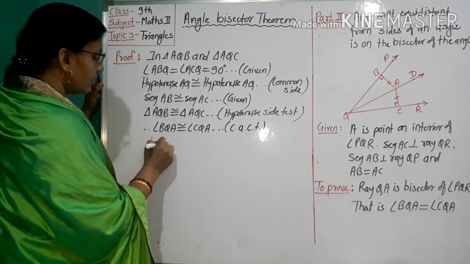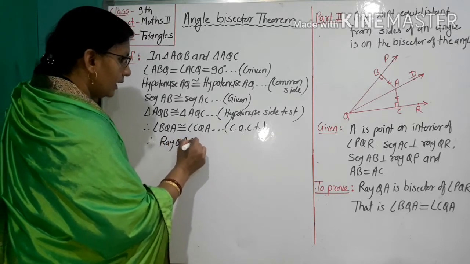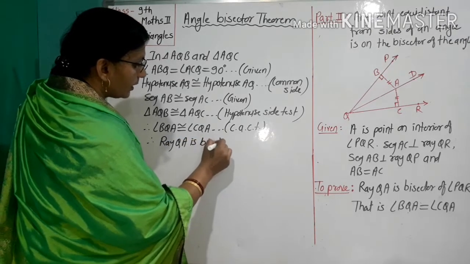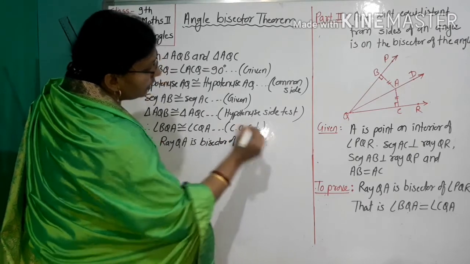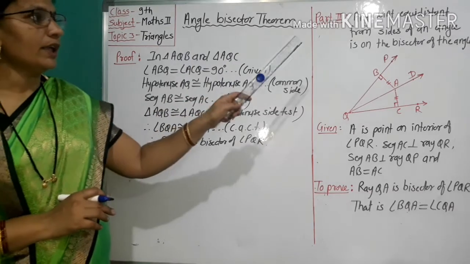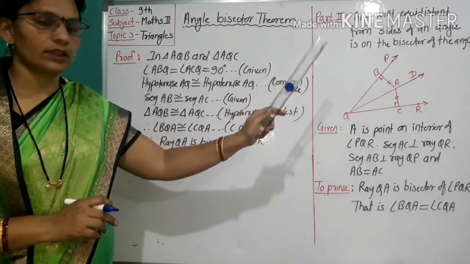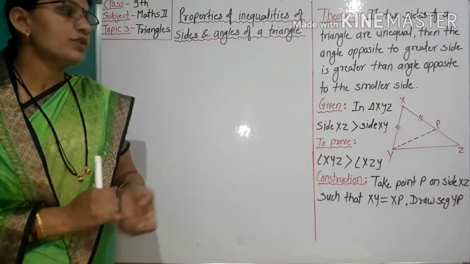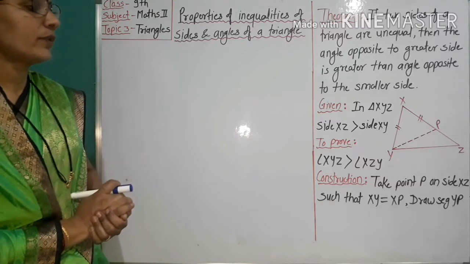And therefore, this ray QA is the bisector of angle PQR. Hence, we prove that any point equidistant from the sides of an angle is on the bisector of the angle. Observe the figure. Triangle XYZ is given.